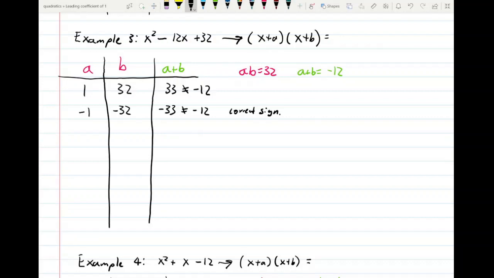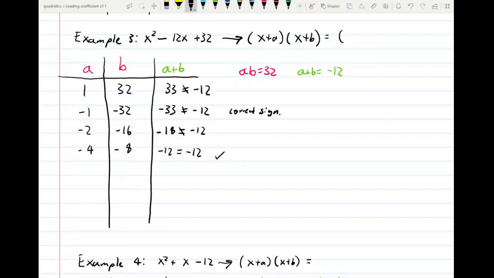All right, moving on with the trend, we can try a is -2 because that's a factor of 32, and b is -16, which corresponds to that a, and that gives us -18 for a plus b, which is still not -12, but it's getting closer. Moving on, 3 is not a factor, so we'll try -4. That corresponds to b equals -8, and that gives us a plus b is -12, which lines up perfectly.